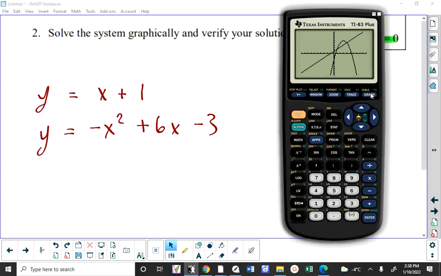Now, remember when I told you that you go to your calculate menu and choose intersect, I said just hit enter 3 times. The only thing to note here is that since there's 2 points, when I hit enter 3 times, it's going to find the point of intersection closest to wherever the cursor was. That's all. So 1, 2.